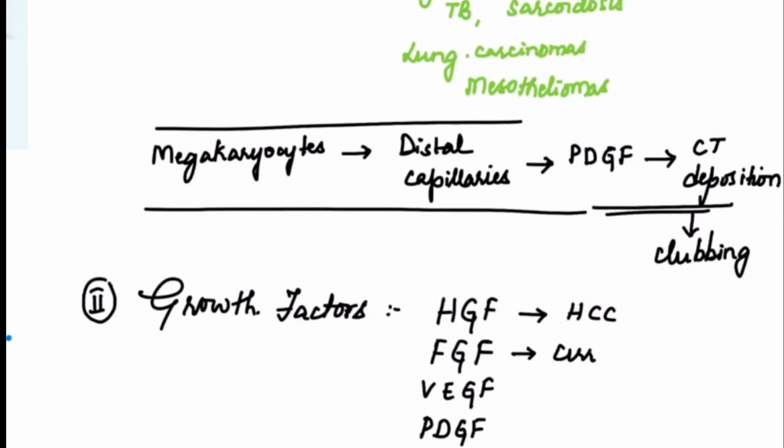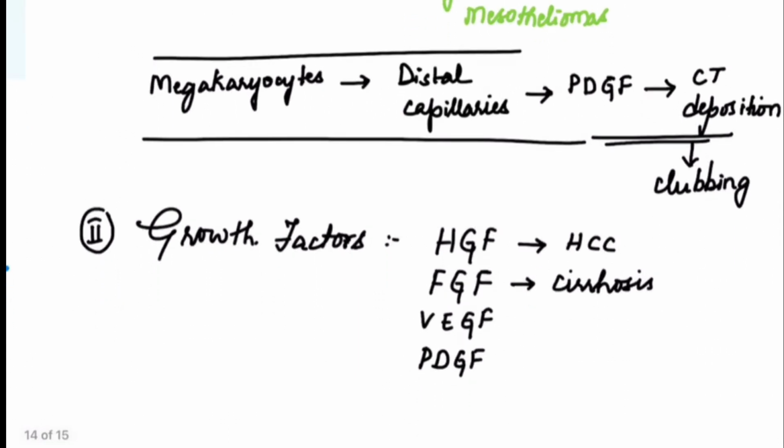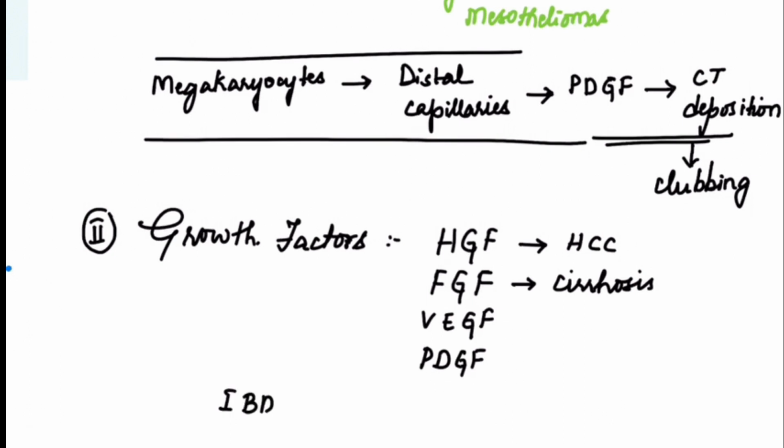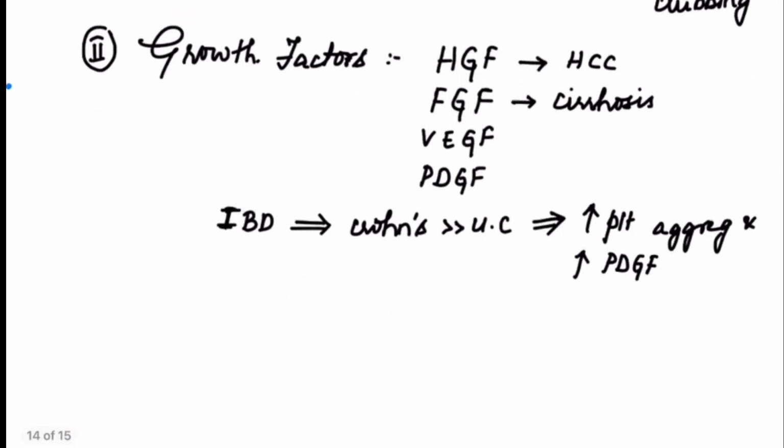Similarly, the fibroblastic growth factor causes clubbing in cirrhosis. Now coming to inflammatory bowel disease, here also clubbing is seen, especially in Crohn's more than ulcerative colitis. Many hypotheses are there, but some say that there is increased amount of platelet production and activation, so there is increased platelet derived growth factor causing clubbing.